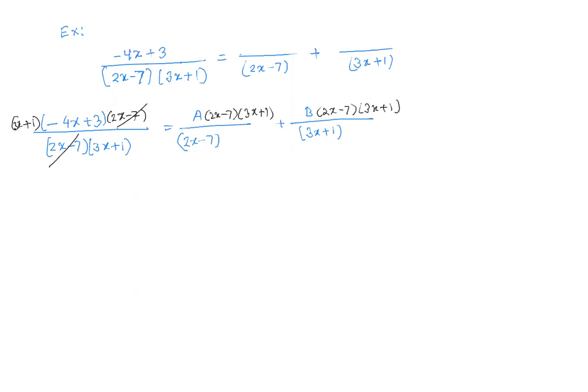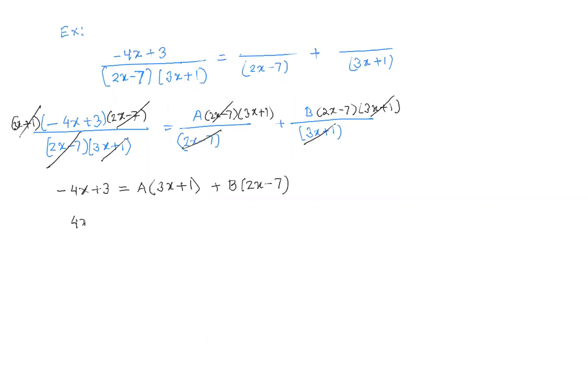Now this cancels out. That gives you negative 4x plus 3 is equal to a times (2x minus 7), where the 2x minus 7 cancels out, plus b times (3x plus 1), where the 3x plus 1 cancels out. That gives you b times 2x minus 7. Now the problems become easy.